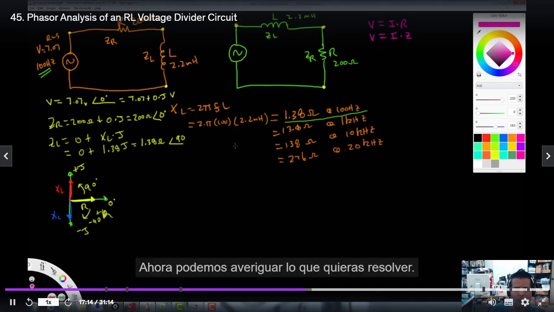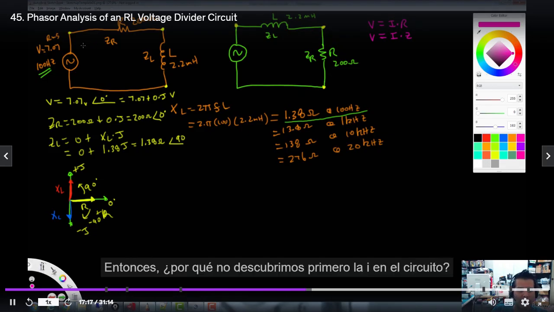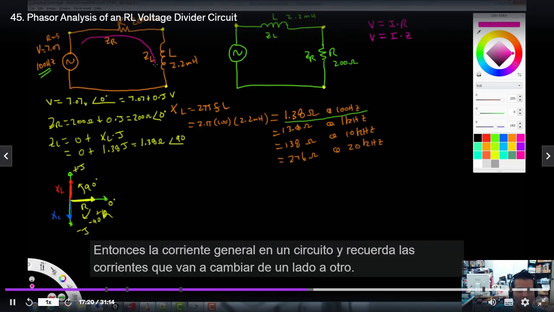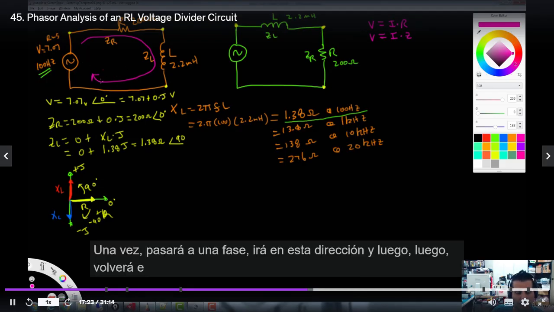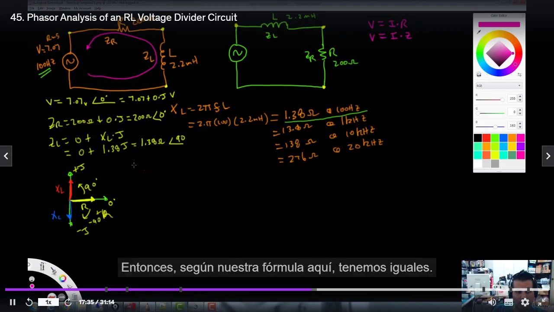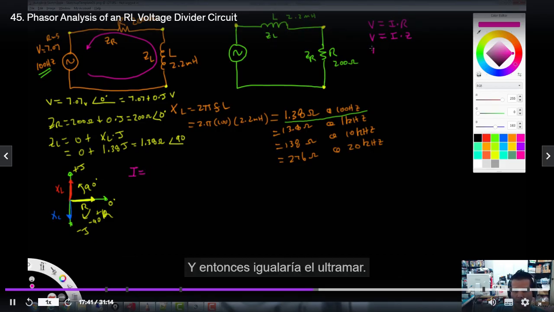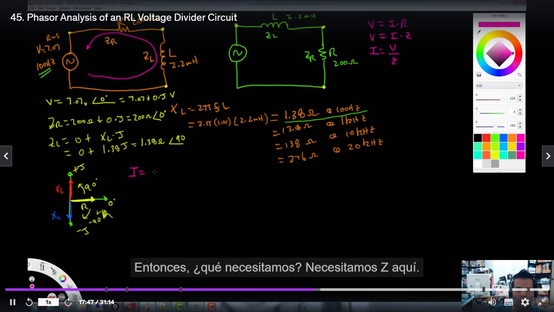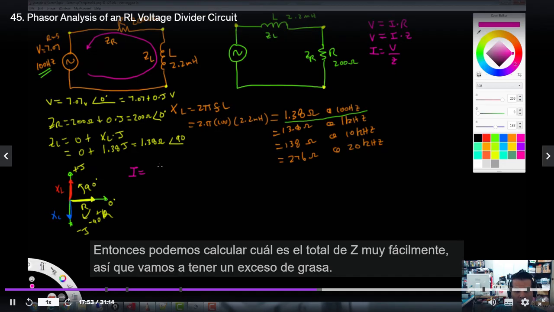And now we can figure out whatever we want to figure out. So why don't we first figure out the I in the circuit, the general current in the circuit. And remember, the current's going to flip back and forth. At one phase it's going to go this direction, and then it's going to flip back and go that direction. Doesn't matter. So based on our formula up here, I would equal V over Z. We need the Z total, which we can compute very easily. So we want V over Z total.